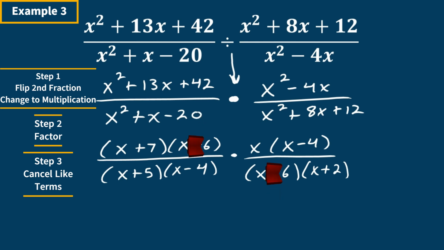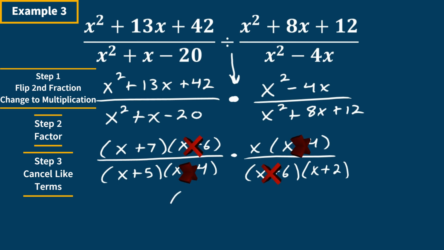Now we're looking at the x. There's no other x terms in the denominators, so that's going to stay the same. And now we look at x minus 4, and we can see that there's an x minus 4 in the other denominator. From here, all we do is write down what's left.